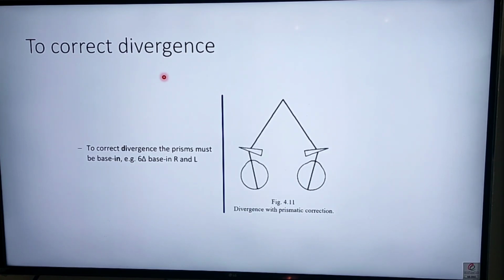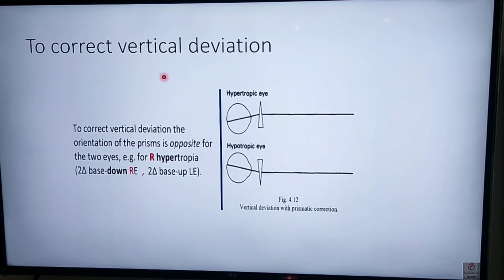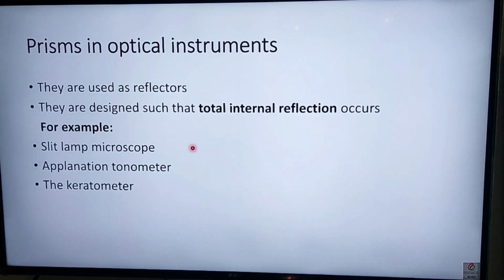To correct divergence, which prisms would you use? Base in. Okay, and for hypertropia, when the eye is upward, base down. And for hypotropia? Base up. Yes, that's the same thing. Okay, so the last topic includes the prisms used in optical instruments. They are used as reflectors and are designed in such a way that total internal reflection occurs. Can you give examples of instruments in which prisms are used?